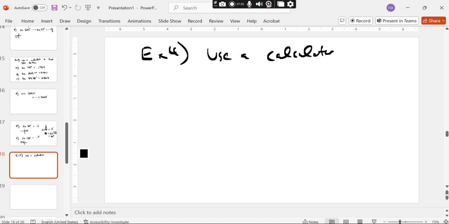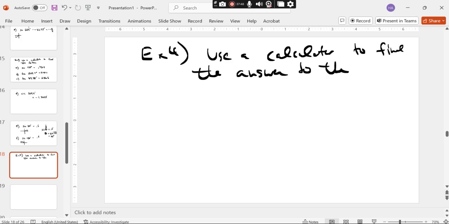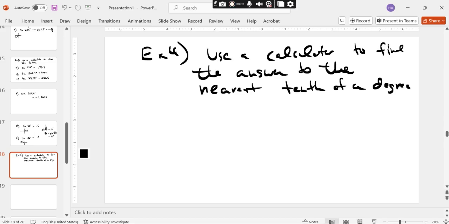Use a calculator to find the answer to the, that's supposed to be a 2, to the nearest tenth of a degree. Oh, that's cool, not minutes and seconds.